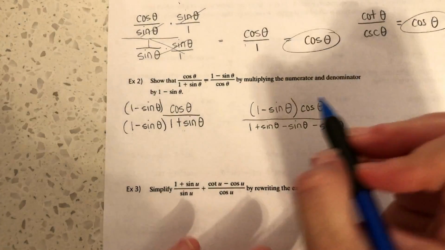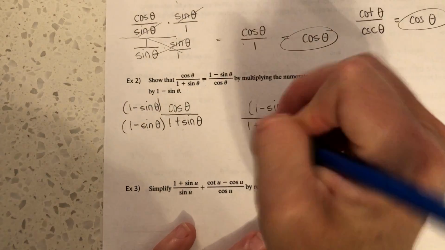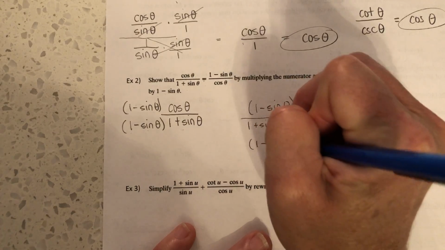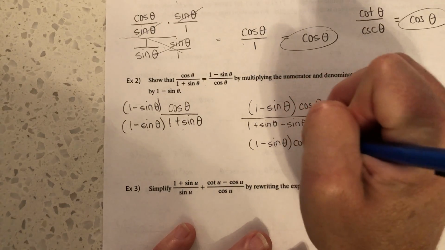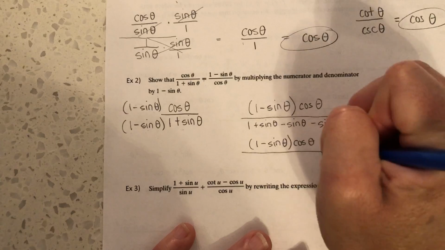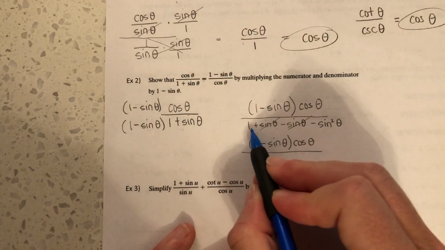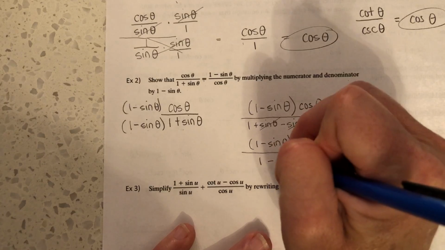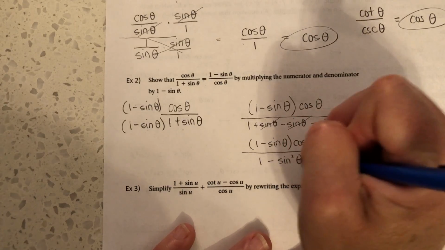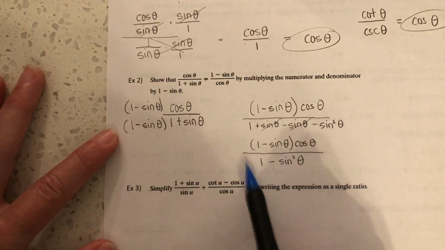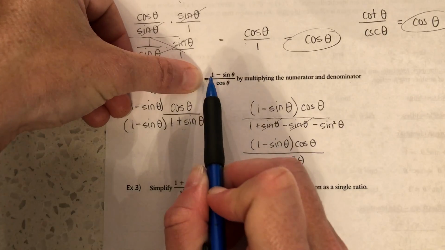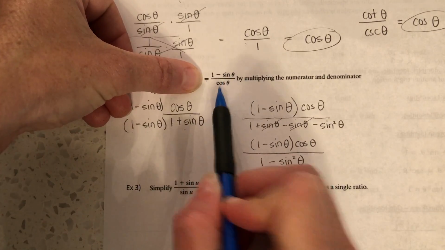Okay, so again, on top, I don't see any need to multiply them together yet, so I'm going to leave it as 1 minus sine theta times cosine theta over, they cancel, I'm left with the statement 1 minus sine squared theta. Okay, now let's pause. Remember, we're trying to get this to become that. We're trying to get this to say 1 minus sine theta over cosine theta.